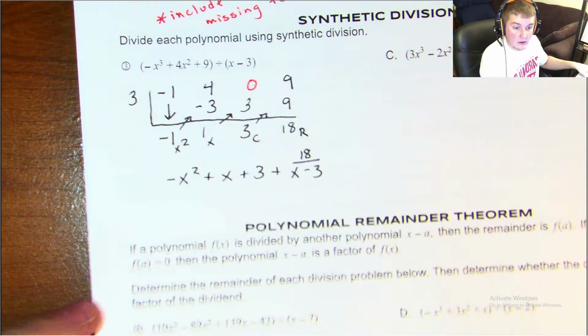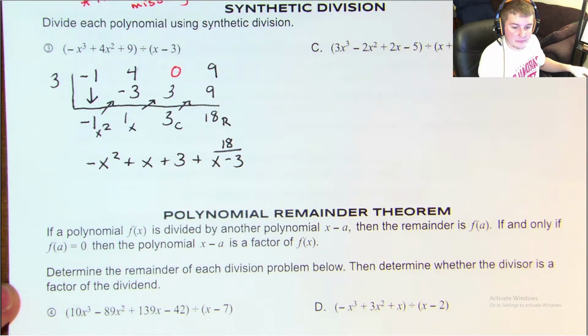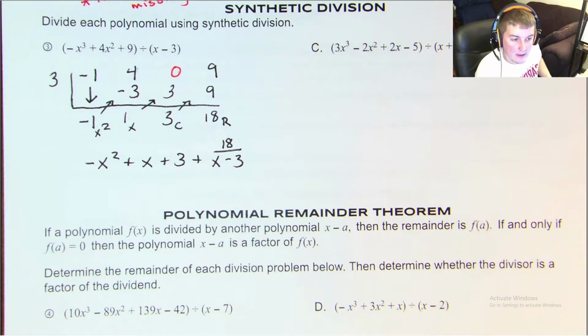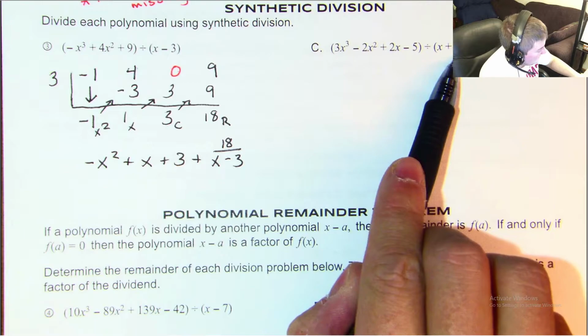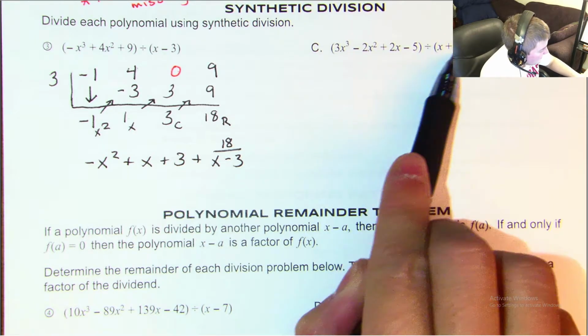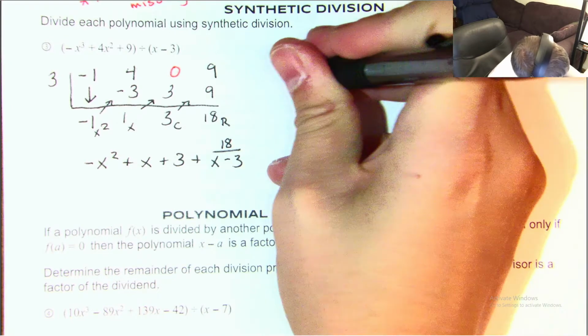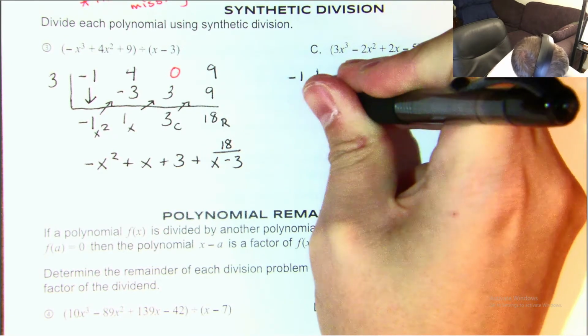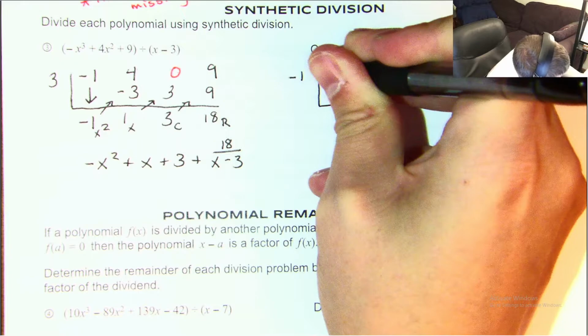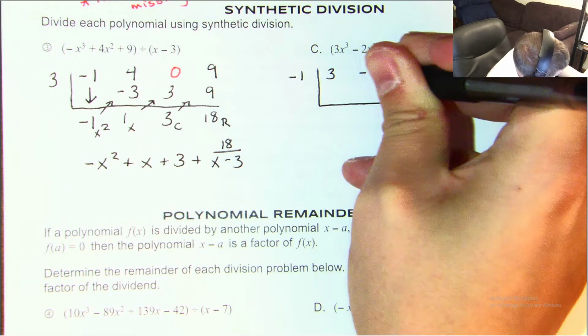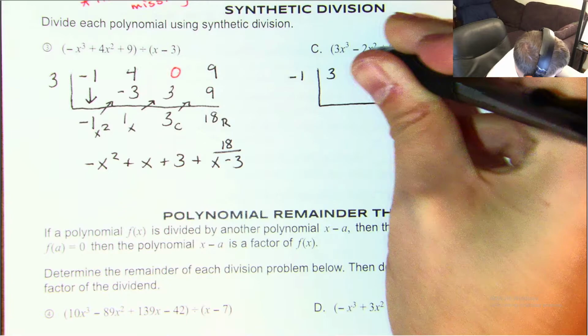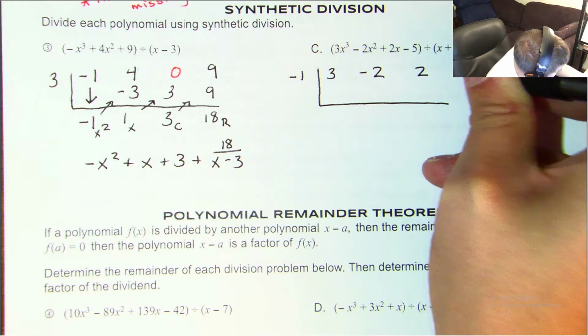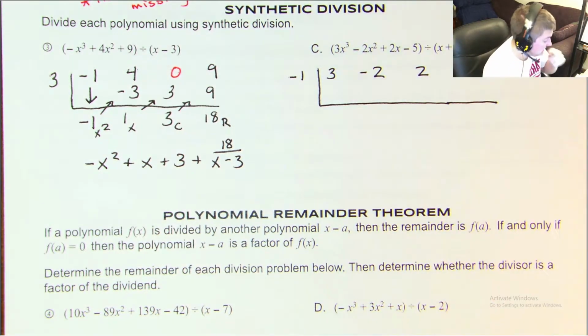So if we look at this here, we can go ahead and do the same thing. We're going to think about what number is going to make this 0. Well, that is negative 1. And we can write 3, negative 2, 2, 3, 2, 1 constant, and then negative 5. This one has no missing values, so we can just write them down as is.